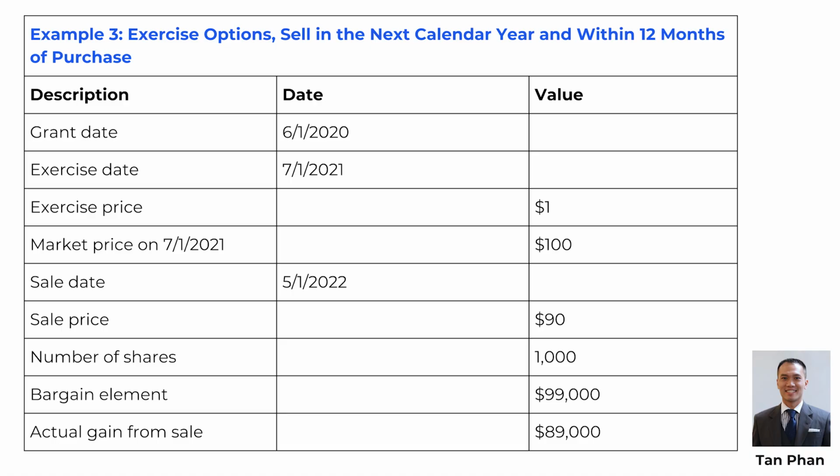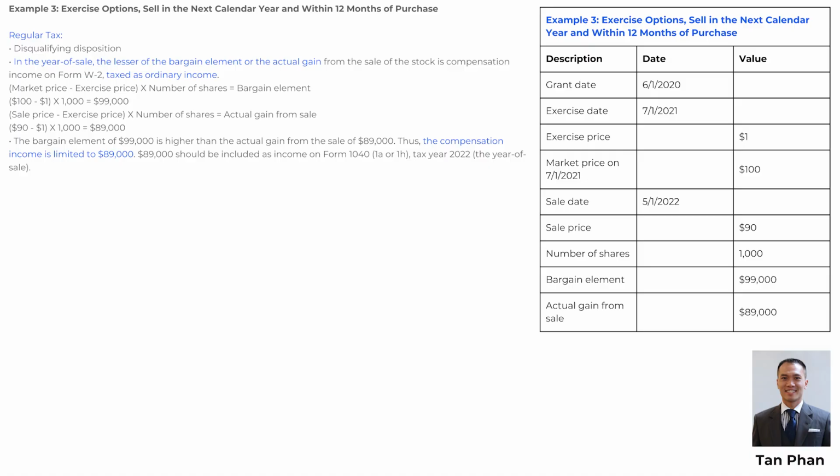Grant date June 1st, 2020. Exercise date July 1st, 2021. Sale date May 1st, 2022. Regular tax: disqualifying disposition. In the year of sale, the lesser of the bargain element or the actual gain from the sale of the stock is compensation income on Form W-2.